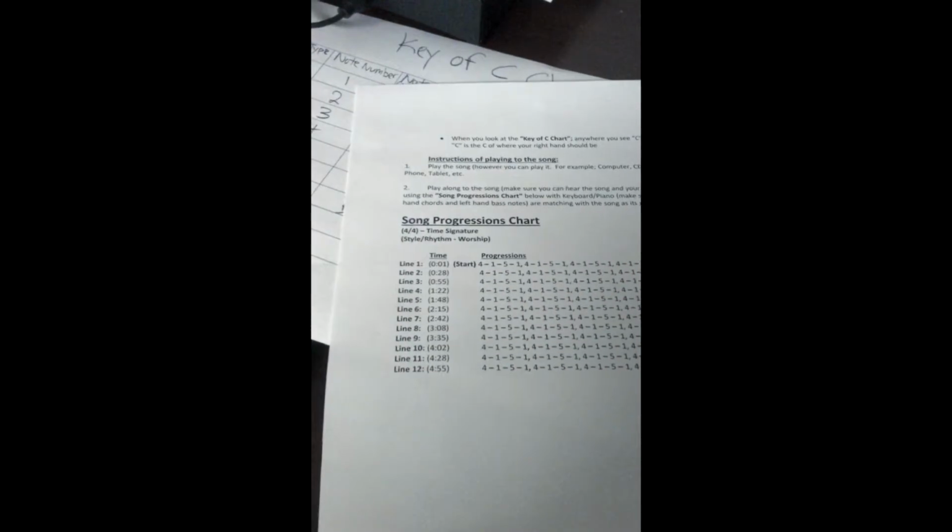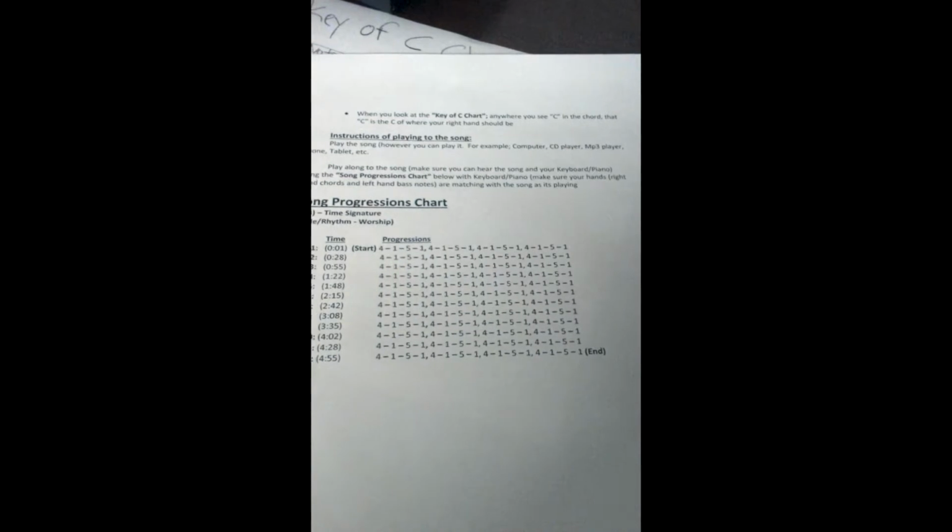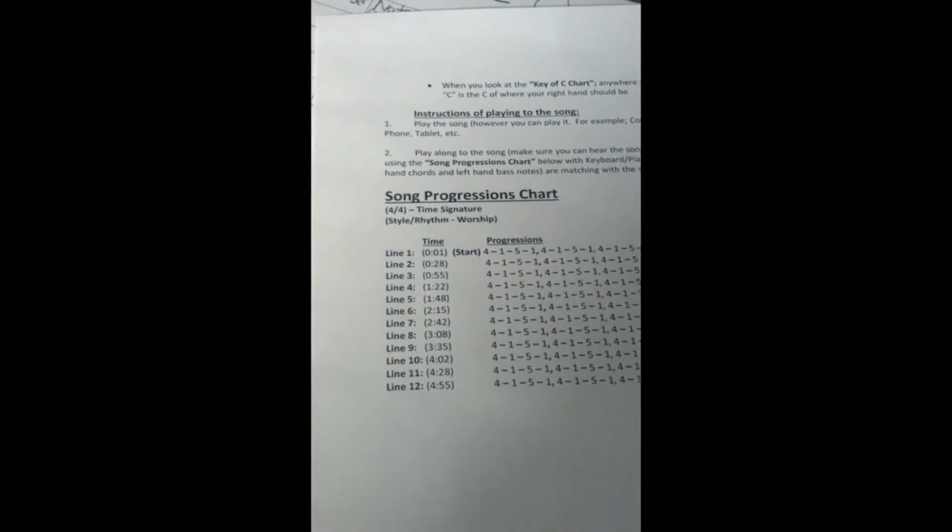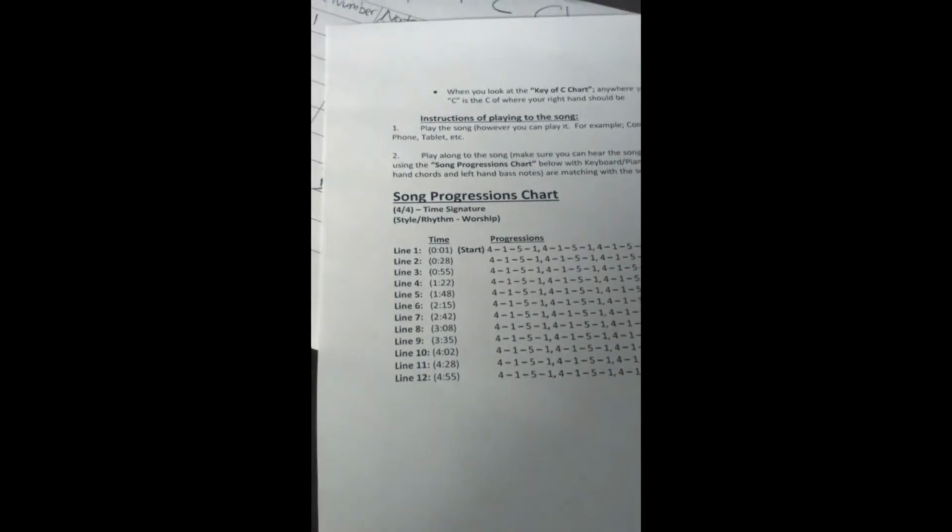Make sure you can hear the song in your keyboard/piano using the song progressions chart, which is right here in front of us underneath when I'm reading. Below with keyboard/piano, make sure your hands, which is your right hand chords and left hand bass notes, are matching with the song as it's playing. Okay, so we got our songs progressions chart. We know the time signature, just a way of counting to the song.